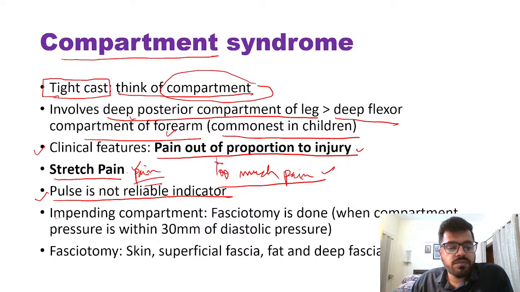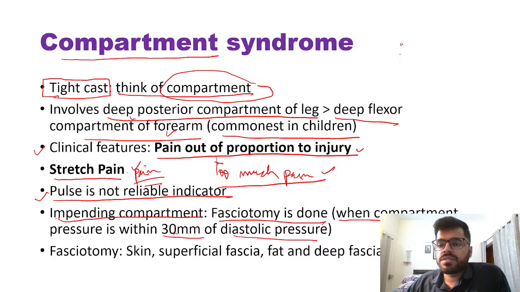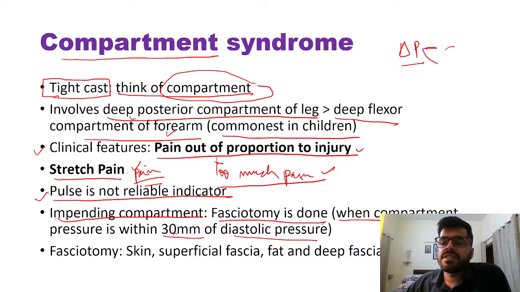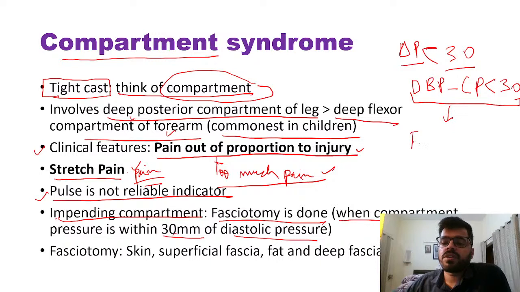Impending compartment syndrome. In impending compartment syndrome, fasciotomy is done. When do we do fasciotomy? When the compartment pressure is within 30 mm of diastolic pressure. So that is the delta P, the difference between the diastolic pressure and the compartment pressure is less than 30. So diastolic BP minus compartment pressure, if it is less than 30, then we have to do fasciotomy.